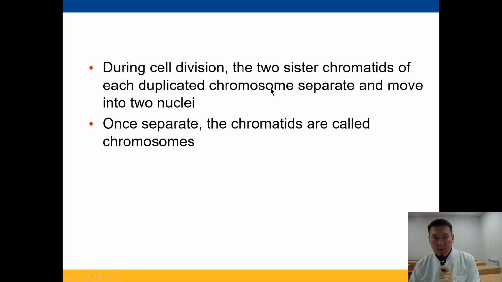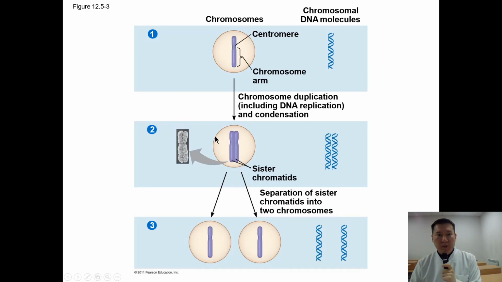During cell division, the two sister chromatids of each duplicated chromosome separate and move into two nuclei. Once separate, the chromatids are called chromosomes. So before separation they are called chromatids, after separation they are chromosomes. Here on this figure you can see a chromosome and a chromosomal DNA molecule. Here is one arm of the chromosome, and here is the centromere.